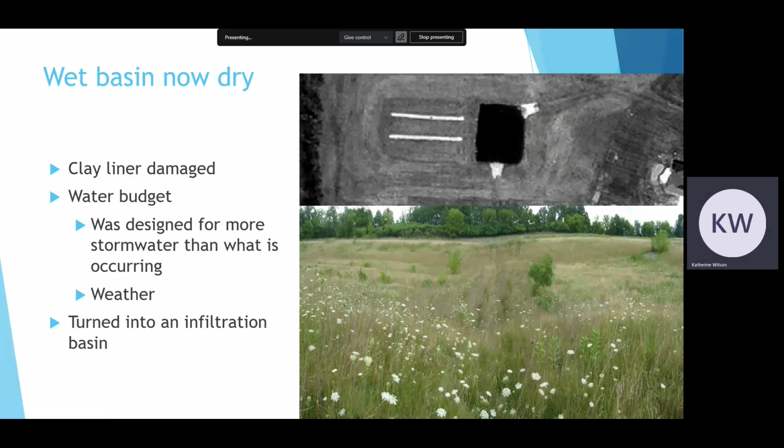Perhaps it hasn't rained, it's been dry, and it basically is not receiving as much water as it needs to maintain its water level. This practice as an infiltration basin is still doing its job by filtering the stormwater runoff. The good news is we are not recommending these be turned back into wet basins, but this is just something to be aware of when making a determination of how these practices are functioning.